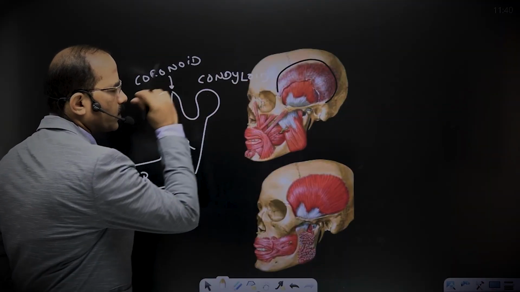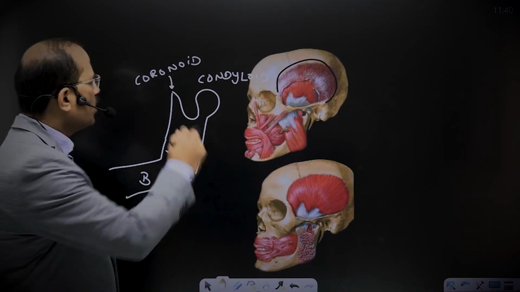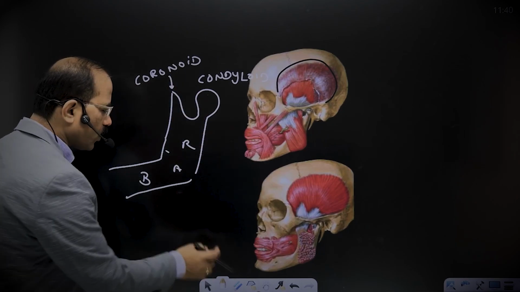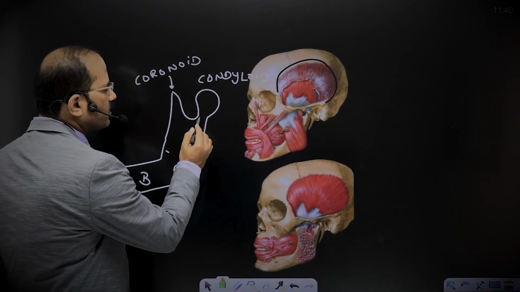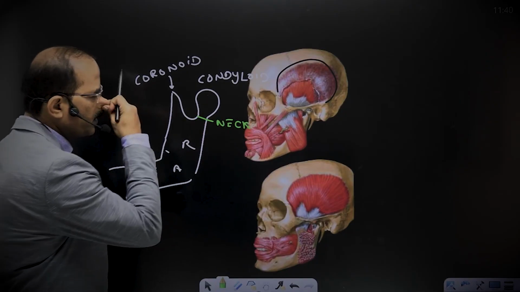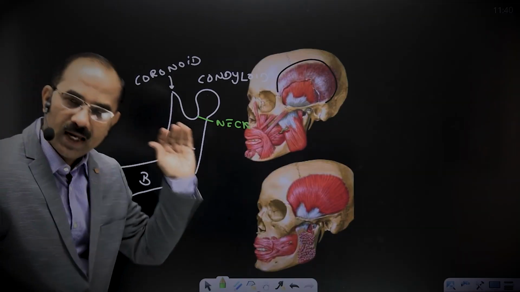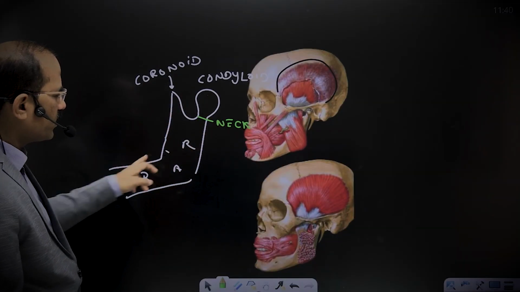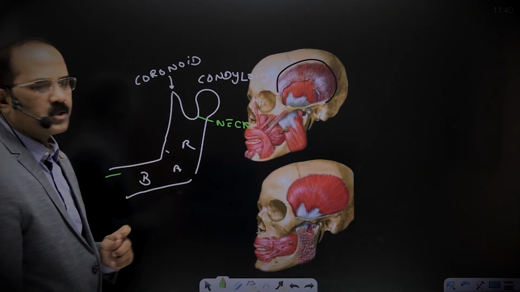And what is this process for the mandible? Condyloid process. The condyloid process is also known as the head of the mandible. And what is this part of the mandible known as? Neck of the mandible. So coronoid process, condyloid process or the head of the mandible, that's the neck of the mandible, that's the ramus, that's the body, this is the angle of the mandible. Correct?